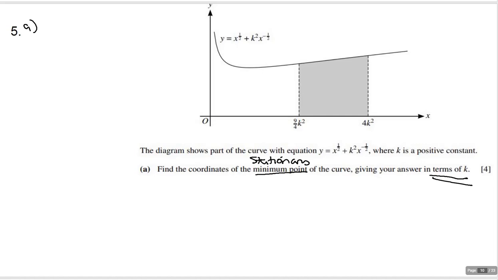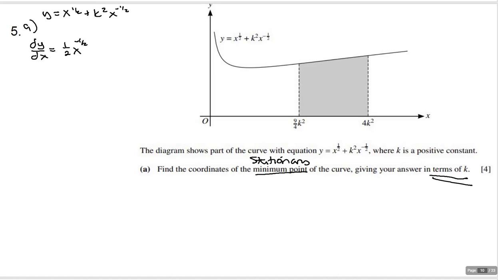So anyway, if I do this, this is going to be 1/2. I'm going to write it up here: y equals x to the 1/2 plus k squared x to the negative 1/2. If I'm going to find the derivative, I'm going to label it like this to let people know that's what I'm doing. Then I'm going to multiply by the exponent, so that gives me 1/2. Then I'm going to subtract 1 from the exponent, which gives me negative 1/2.